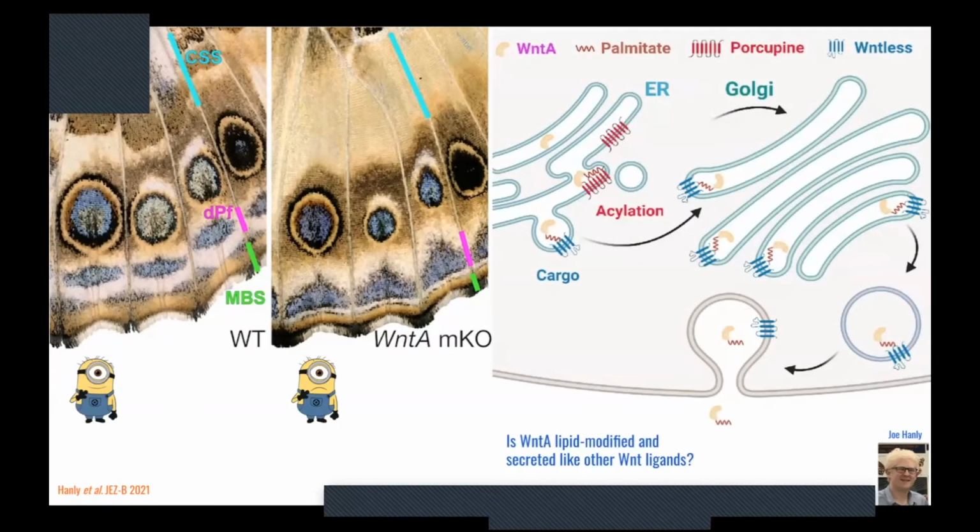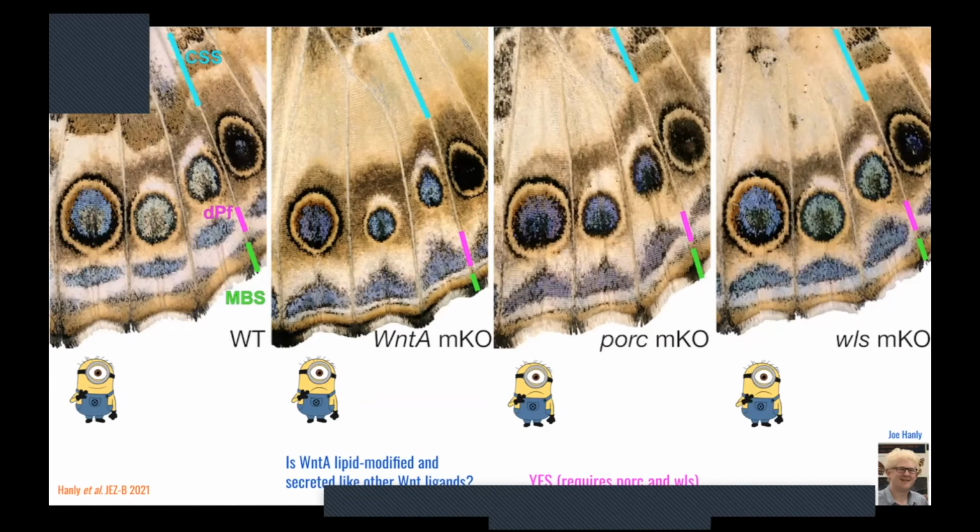Is it working like most other Wnt ligands, or is it one of those strange Wnt ligands? Most Wnt ligands need to be secreted from the source cells. They need to be acylated by a gene called Porcupine, and then they need to be carried through the Golgi and endoplasmic reticulum for maturation, thanks to the gene Wntless. So we knocked out Porcupine and Wntless, and we were curious about what we would get. In fact, we got a perfect replication of the sad minion phenotype, strongly implying that Wnt is using the typical traditional pathway for secretion. It's not a weird Wnt ligand.